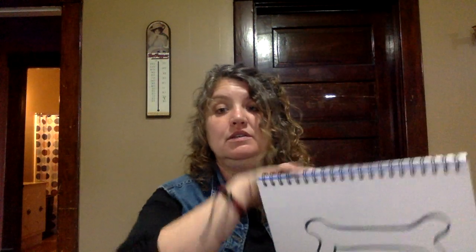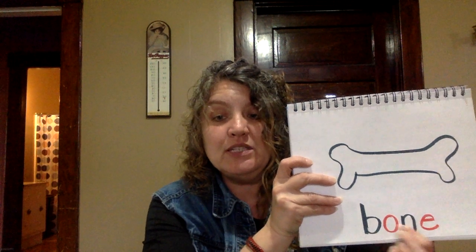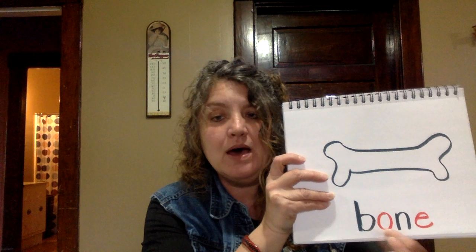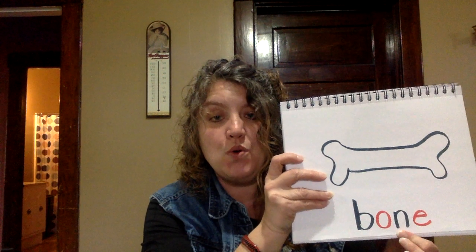Now let's take a look at some long O patterns. See that letter E at the end? Remember that tricky letter E? When we add that E at the end of a word, he doesn't say a word, but he bosses this O around and he's going to make it say its name. So in this word, this O is not going to say ah. It's going to say O because of that E at the end of that word. Remember that tricky E? Bone. Let's take a look at another long O pattern.